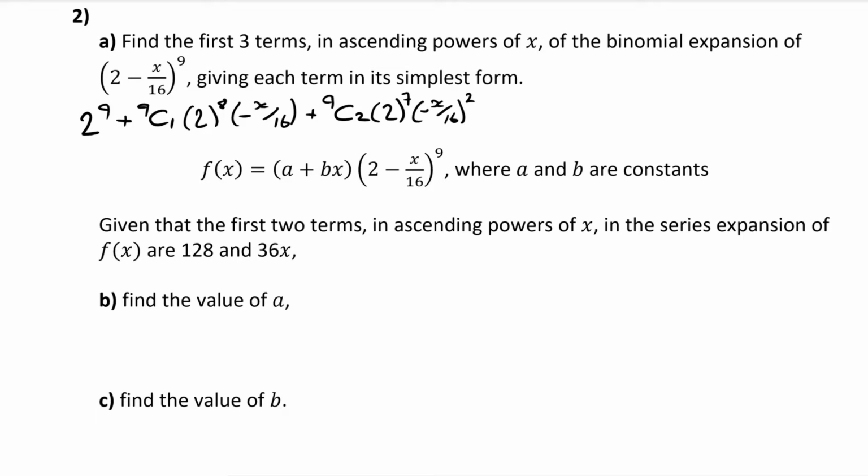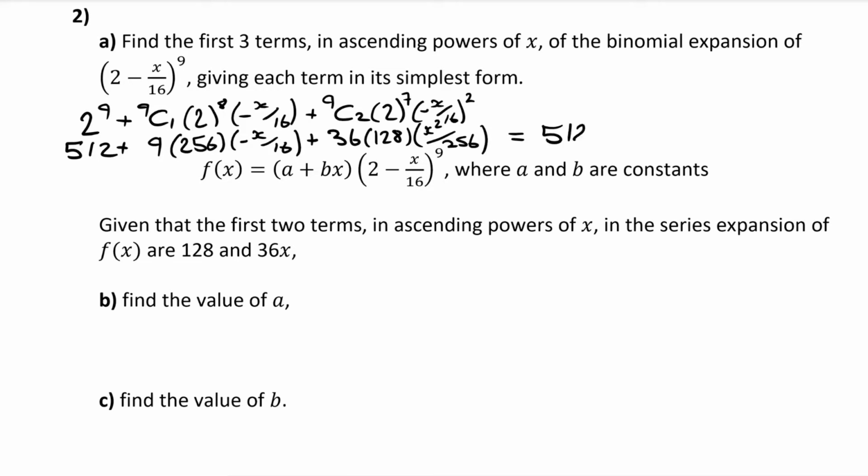Simplifying that even more now, 2 to the power of 9 is 512 plus 9c1, which is 9, times 2 to the 8, which is 256, times minus x over 16, plus 9c2, which is 36, times 128, times x squared over 256. This simplified further gives us 512 minus 144x plus 18x squared. And that's it. That is the first three terms in ascending powers of x simplified.